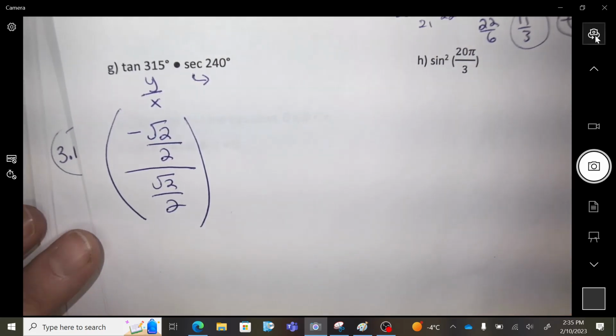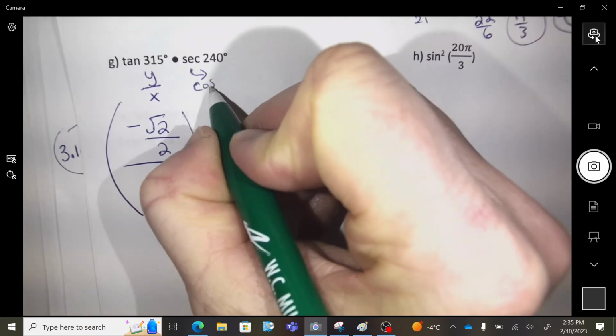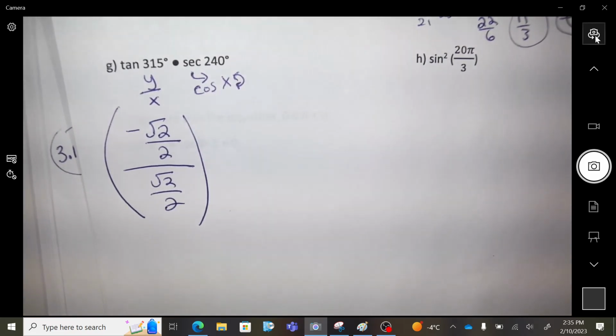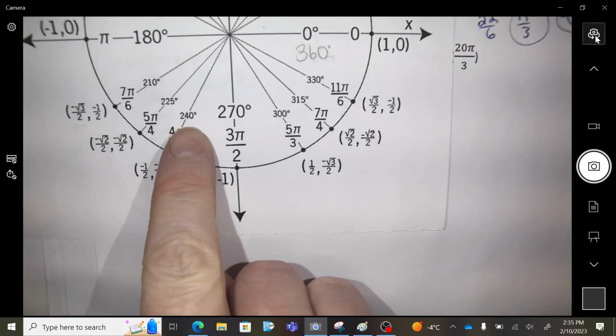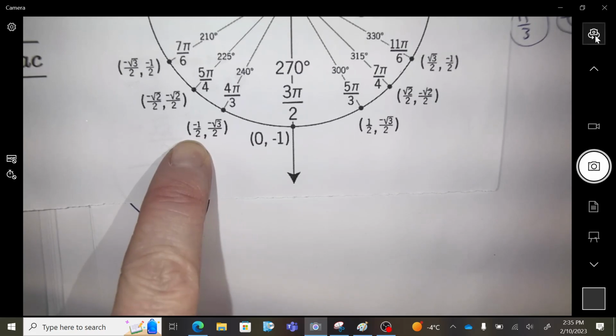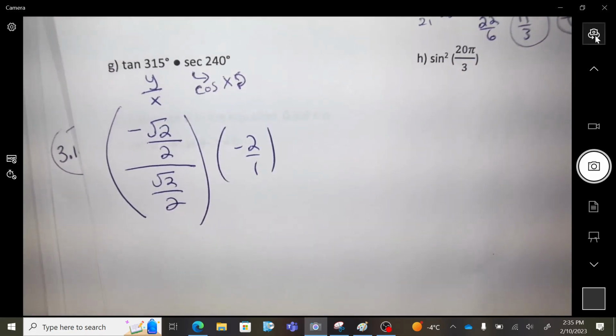Secant is flipping what? It's flipping cos. So take the x value, so go to 240. Take the x value and flip it. So negative 2 over 1.